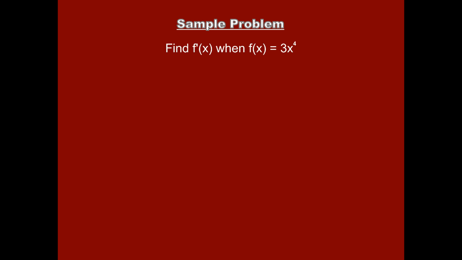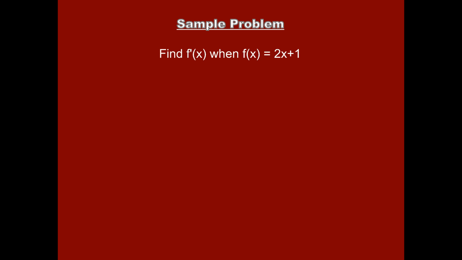The first problem asks us to find f prime of x when f of x equals 3x to the fourth. Like I mentioned before, the apostrophe means the derivative function of f of x. You should then launch into the power rule once you see that exponent of 4. First, we'll bring out the 4 in front and multiply it with the 3 to get a 12 out front. Then you drop the 4 down to get a 3 in the exponent. And that'll get you to f prime of x equals 12x cubed. Let's go to the next problem.